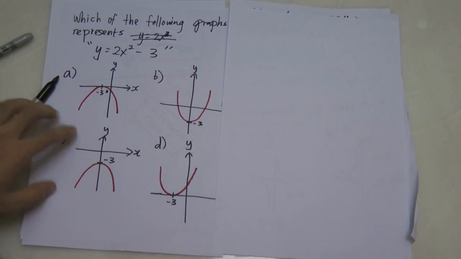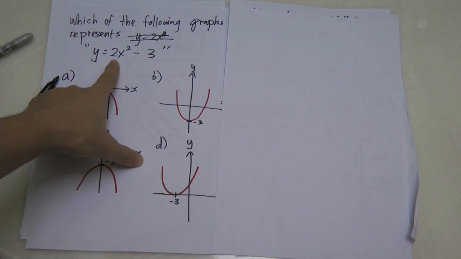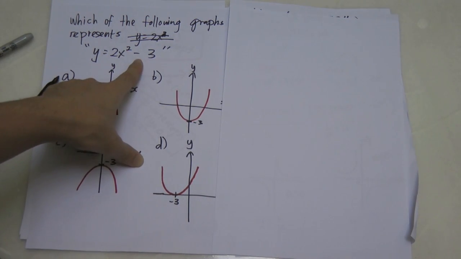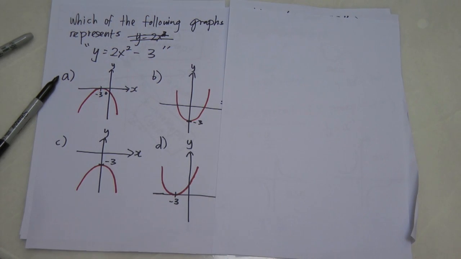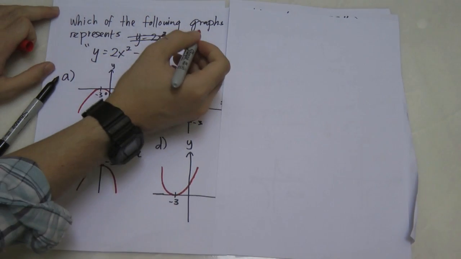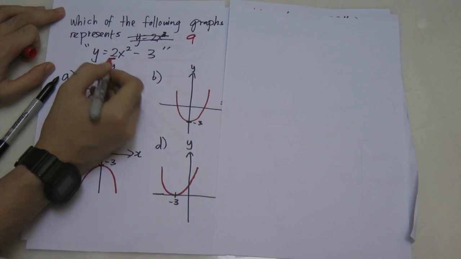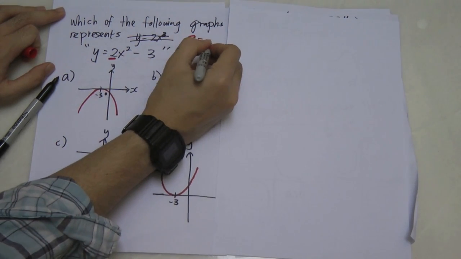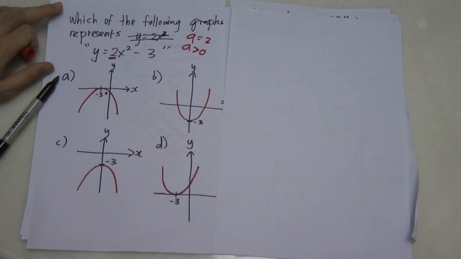Alright, in these questions, the question is which of the following graphs represents y equals 2x squared minus 3. First, decide the pattern of the graph. What is so important? The a value. Over here, what is the a value? a equals 2. So a is positive, right? If it's bigger than 0, it means it's positive.